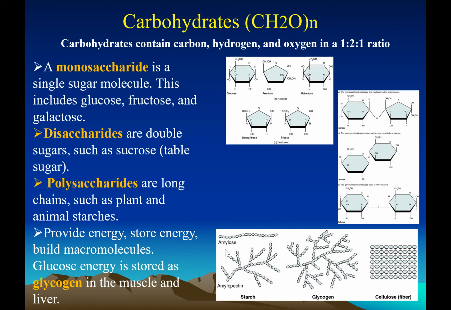If you take potato starch, this is how it will look. It has a small branching pattern. However, sugar is stored in the human body, especially in our muscles and liver, as glycogen. It's a highly branched glucose molecule, with hundreds and thousands of glucose molecules. Glycogen is the storage form of sugar in our body.